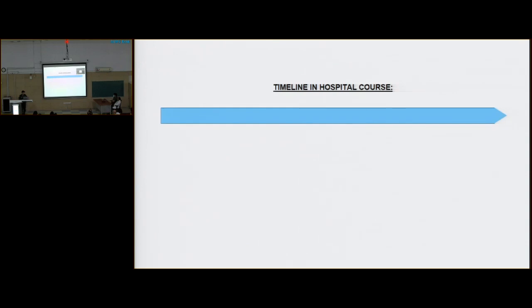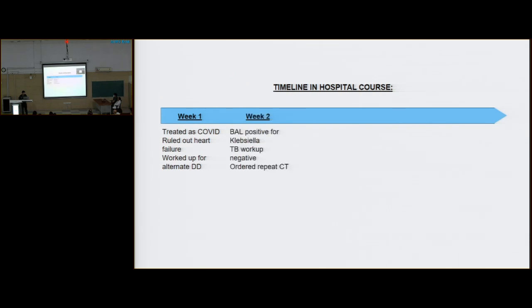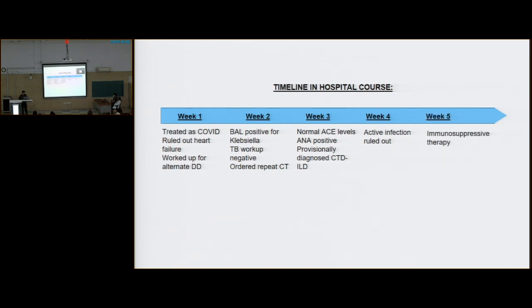This is a summary of his timeline in the hospital course. In the first week, he was treated as COVID-19, heart failure was ruled out, but he was worked up actively for alternative differential diagnoses. In the second week, he was positive for Klebsiella, wherein the steroids were stopped and he was started on culture-directed antibiotics. By the third week, we had provisionally diagnosed him as having CTD with ILD. By the fourth week, we ruled out any chances of active infection before immunosuppressive therapy. And by the fifth week, he received immunosuppressive therapy.